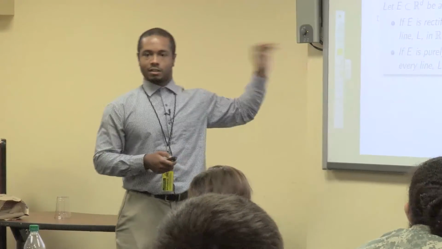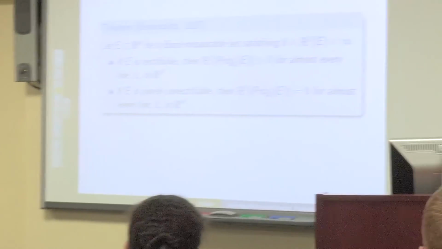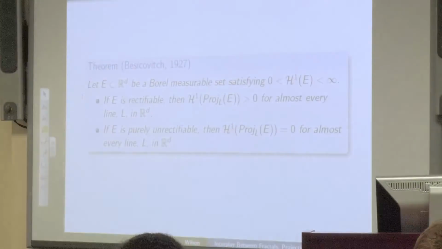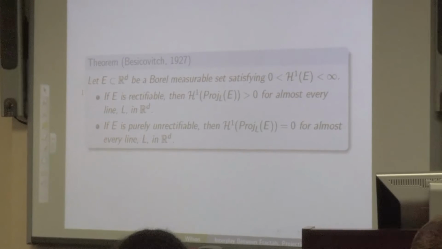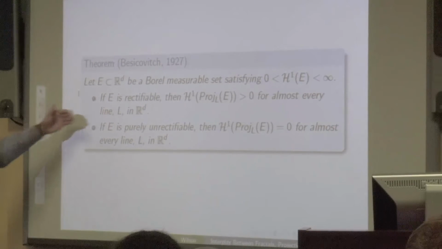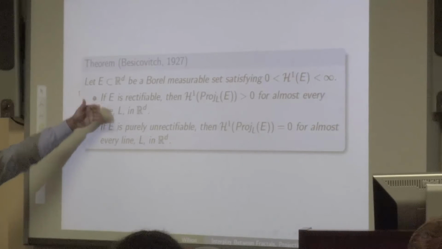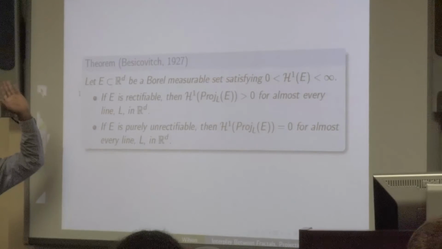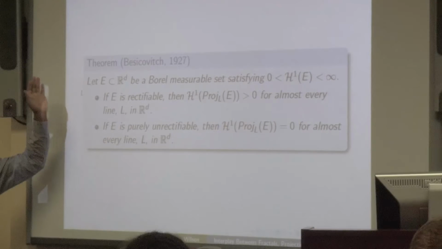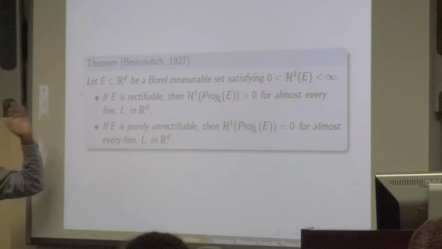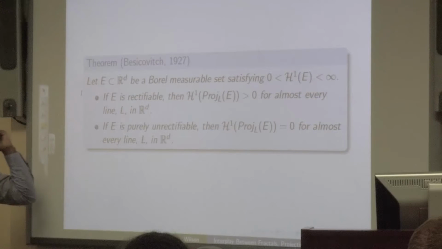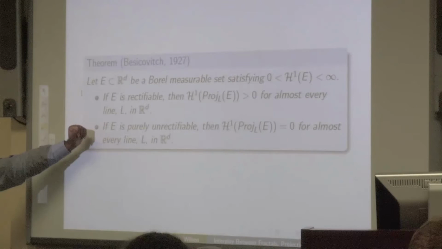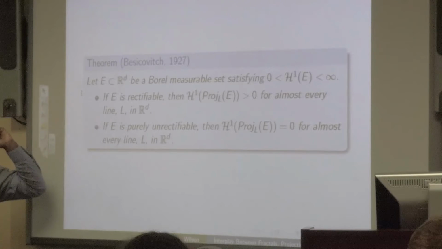And so this is a theorem from 1927. It's pretty old, and it's really powerful too. This is from Besicovitch. He proved that if you're rectifiable, then most of your projections, if you take most of the lines, almost all, actually all but one line, really, then the length of the projection will be positive. And if you take something that's purely unrectifiable, then the length of the projection is arbitrarily small.